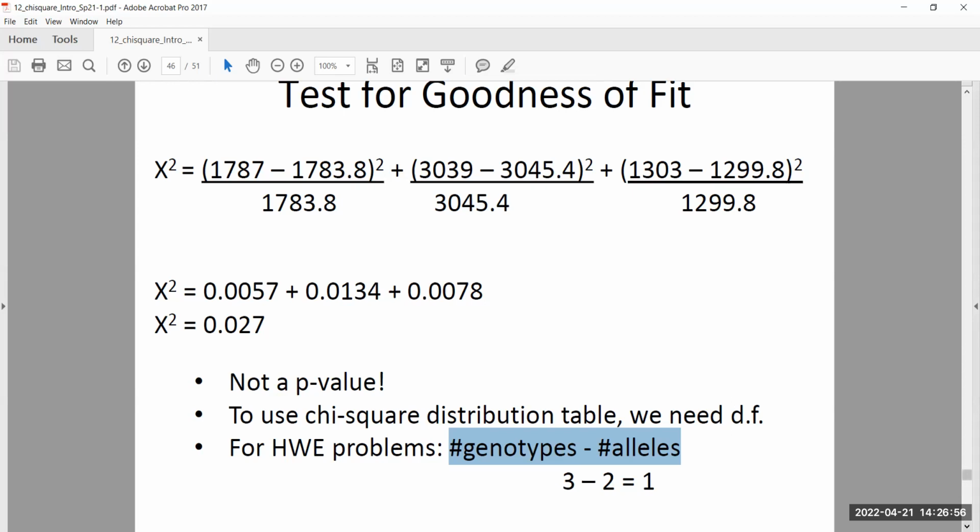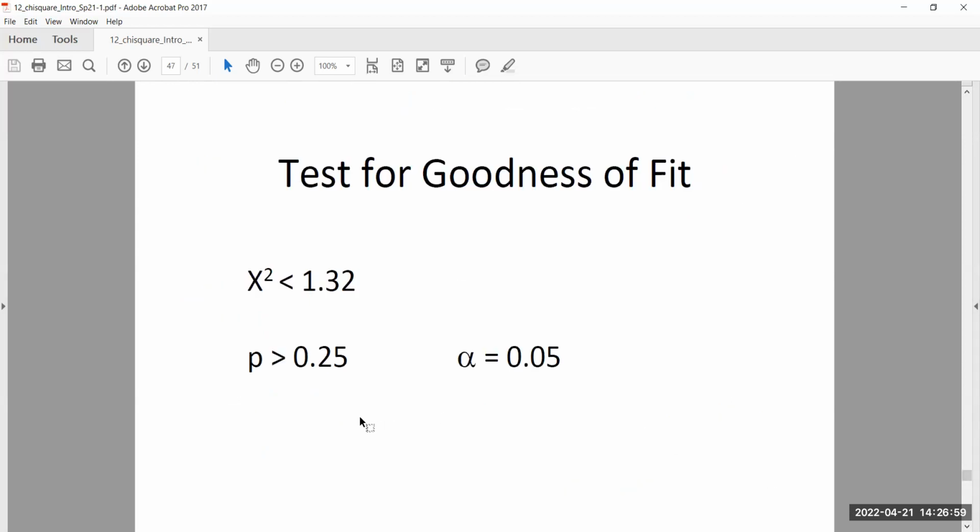All right, so go to your chi-squared distribution table. What we're going to find is that our chi-squared value is going to be off the table to the left. And so all we can say is that our chi-squared value is less than 1.32. That's the smallest one on the very left-hand side of the first row of our chi-squared table. And when we go down to the bottom and see what the probability is, that means the probability is greater than 0.25. We have to say it's greater than this because again, it's fallen off the edge of the table.